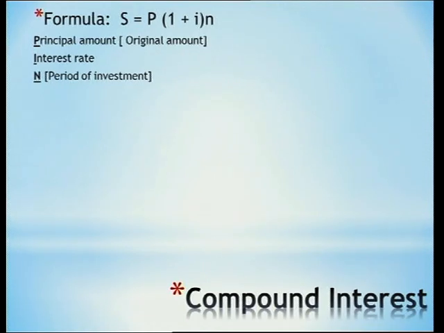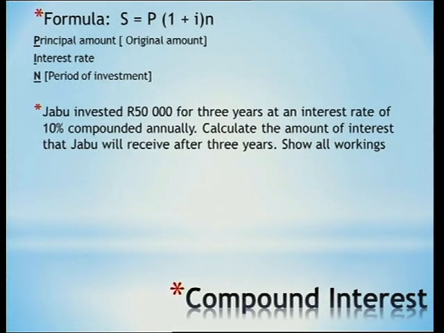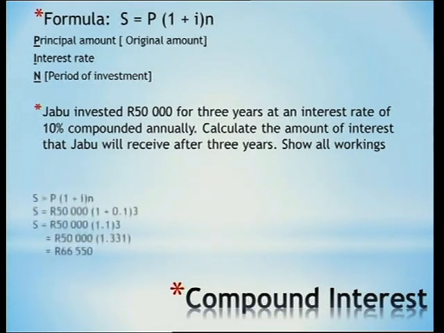Okay, so let's look at that question. Say we have Jabu invested 50,000 Rand. Okay, so it's half of what Donovan invested, for 3 years. So if I had a highlighter, I'd be underlining 50,000. I'd be underlining 3 years at an interest rate of 10% compounded annually. Calculate the amount of interest that you'll receive after 3 years. Again, as an educator, I'm reminding you, show all workings. Okay, so you should have underlined 50,000 for 3 years at an interest rate of 10%. That is all the information I need to pull out of there. Okay, let's see what old Jabu actually got.